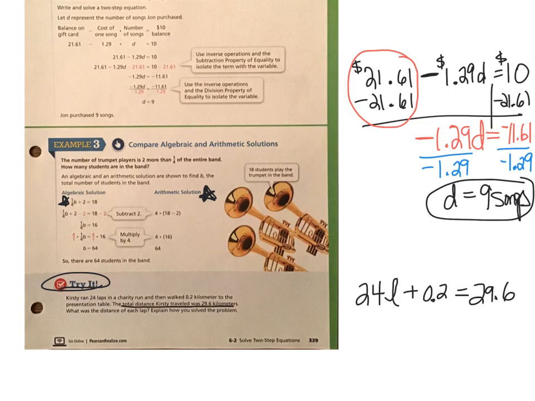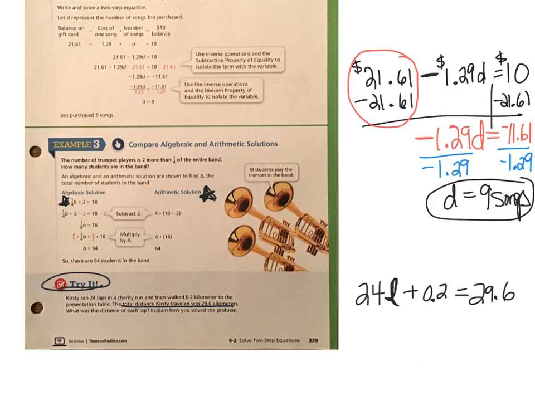All right, first take a look at the equation here. 24 laps in a charity run, and then she walked 0.2 of a kilometer to the presentation table. She traveled a total of 29 6/10 kilometers. So we want to know the distance of each lap. That's the cursive L here. I didn't want to write a lowercase l because it looks like a number 1. So next, let's take a look at the solution.